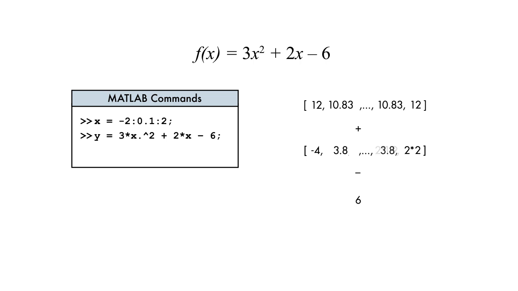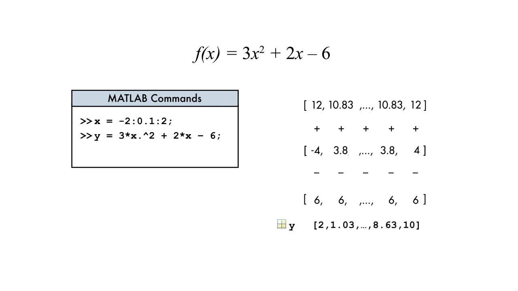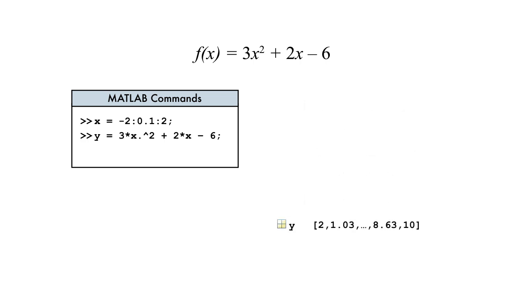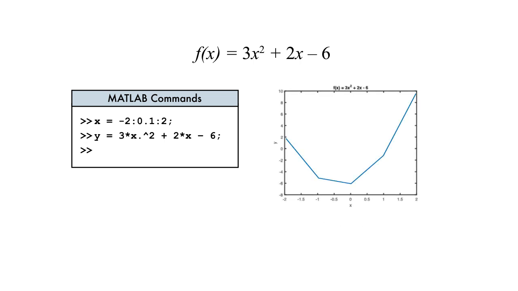Finally, when adding or subtracting scalars and vectors, the scalar is automatically expanded to match the size of the vector before performing the addition or subtraction. And there you go. Using element-wise operations, we created a vector of y values calculated for each point in x. Now this plot more accurately represents the function.